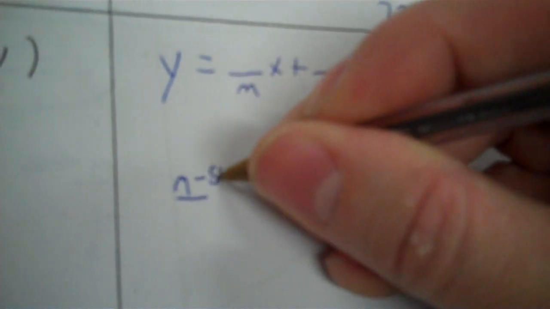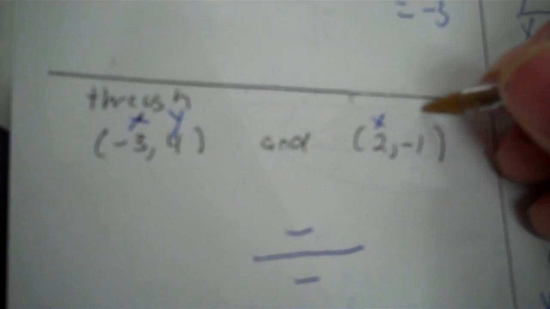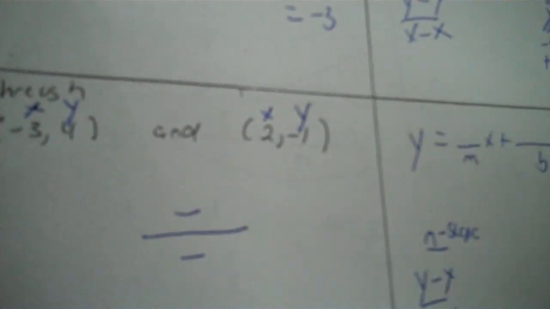So y equals blank x plus blank, m and b. M is the slope, b is the y-intercept. They don't tell me what the slope is here. On the first 2 sections they did, but now they don't. So it's y minus y over x minus x. Now you can't muck this up, okay? I compare my x's, negative 3 and 2. That's a higher x, so I put negative 1 over 2, and then 4 over negative 3.